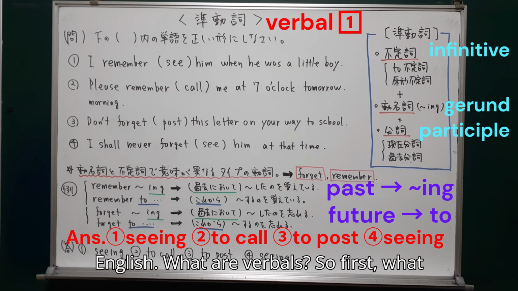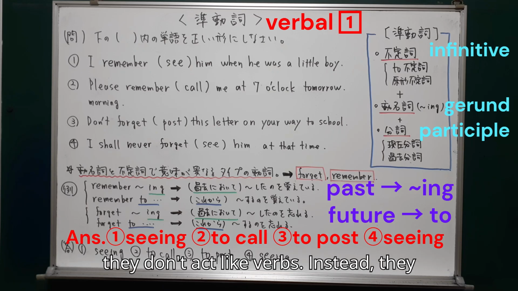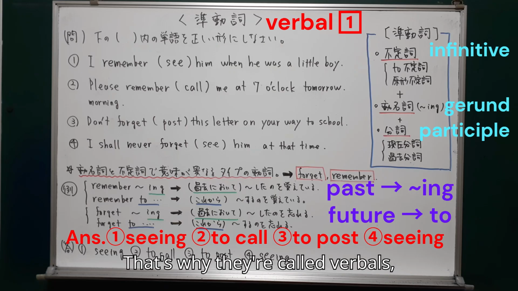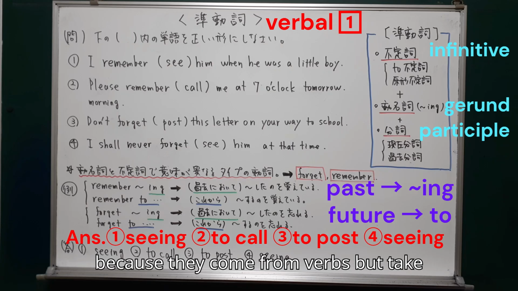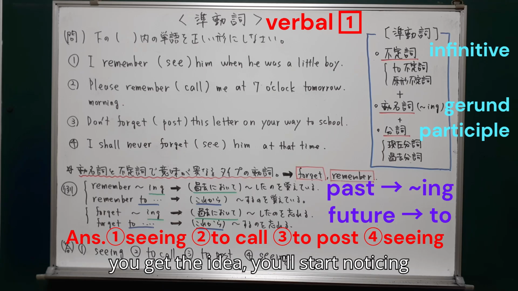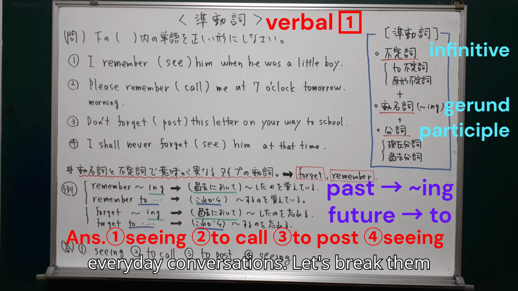What are verbals? So first, what are verbals? Verbals look like verbs, but they don't act like verbs. Instead, they work like nouns, adjectives, or adverbs. That's why they're called verbals, because they come from verbs but take on different jobs in a sentence. It can feel tricky at first, but once you get the idea, you'll start noticing them everywhere. In books, songs, even in everyday conversations.